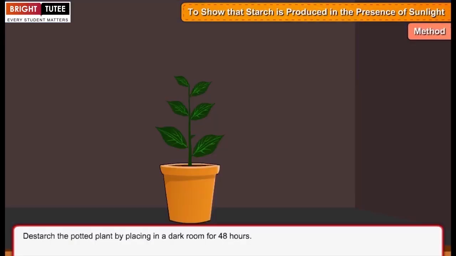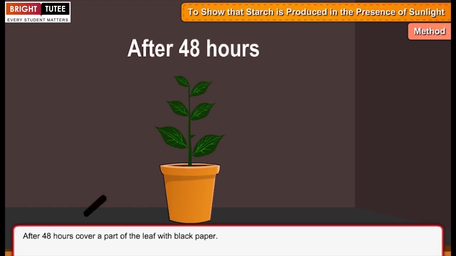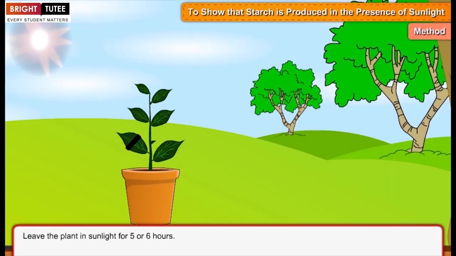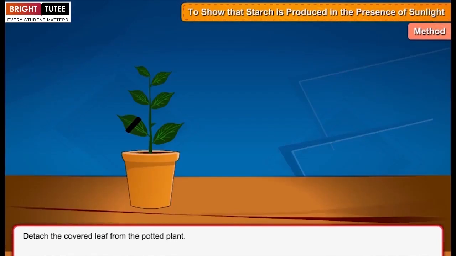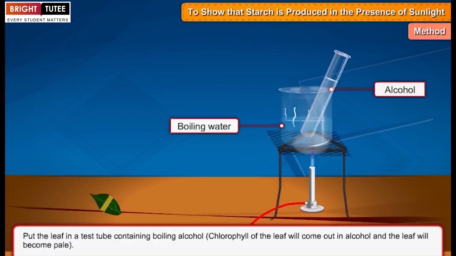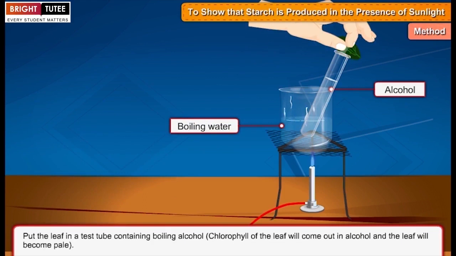Method: destarch the potted plant by placing it in a dark room for 48 hours. After 48 hours, cover a part of the leaf with black paper. Leave the plant in sunlight for 5 or 6 hours. Detach the covered leaf from the potted plant. Test for starch. Put the leaf in a test tube containing boiling alcohol.